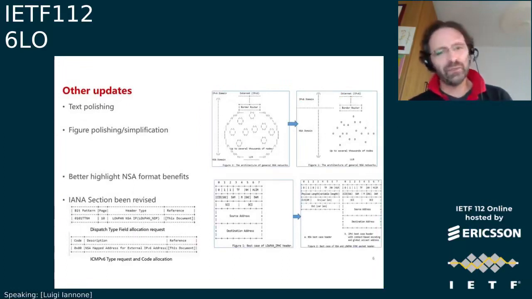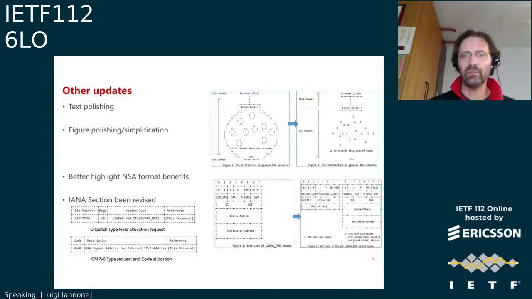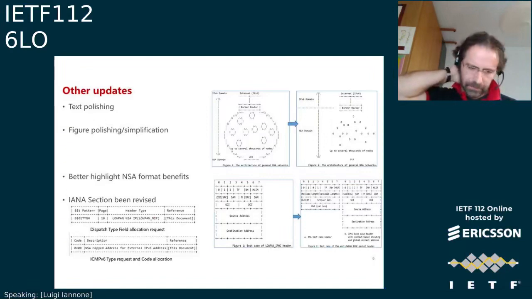The usual stuff when you revise a document is to polish the text. We tried to polish or simplify the various figures that are there, and better highlight the benefits that the NSA format introduces. The IANA section has been completely revised. This is in line with how the IANA considerations section should be written. So we are asking for some registries, and we start to populate the content of those registries.